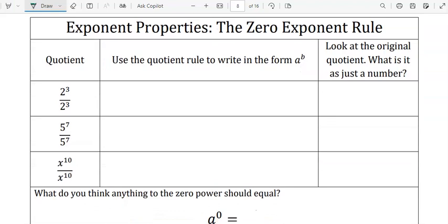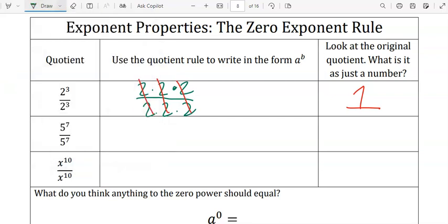Exponent properties, the zero exponent rule. We have 2 to the 3rd over 2 to the 3rd. If we expand those, we have 2 times 2 times 2 over 2 times 2 times 2. If we cancel out all the like factors, everything cancels. When everything cancels when you multiply or divide numbers, the answer is 1.